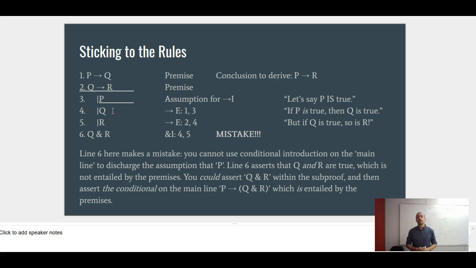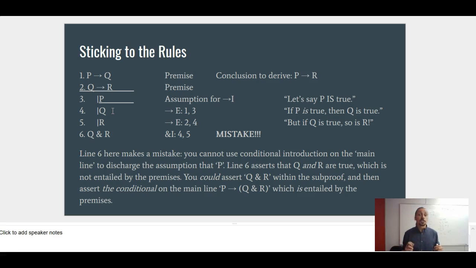Okay, so there's a big highlighted mistake here. Line 6 makes a mistake. This is the same argument we were looking at: if P then Q, if Q then R. I've assumed P, I get Q and R. Can I discharge Q and R? No, you can't use conditional introduction to discharge the assumption P. This makes line 6 assert that Q and R are definitely true. But the premises don't actually show that Q and R are definitely true by themselves. What we've said is Q and R would be true if P were true, which is different.